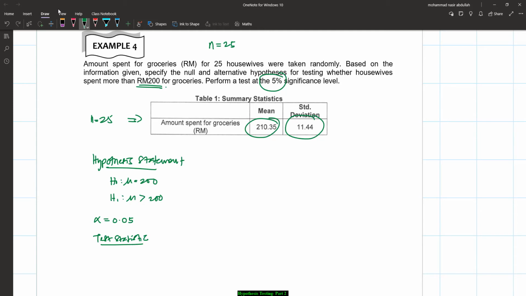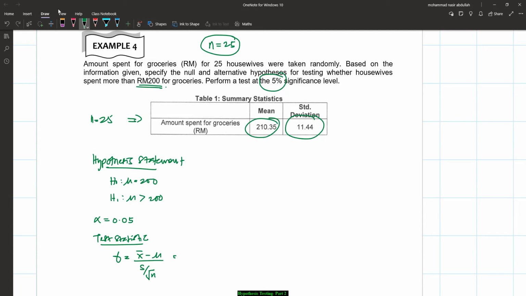From the statement, we don't know the population variance. Since we don't know the population variance, there are two possibilities, either the T distribution or the Z distribution. By looking at the sample size, we have a sample size less than 30. So since the sample size is less than 30, we're going to use the T distribution. So T is equal to x bar minus mu divided by S over square root of n.